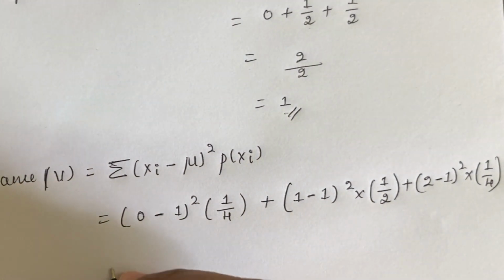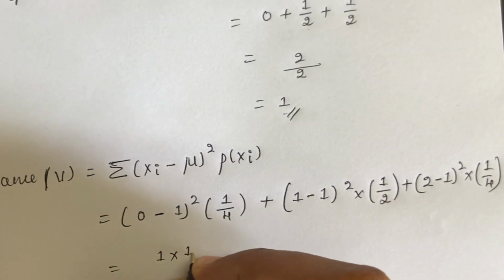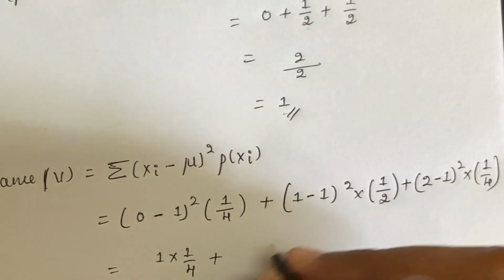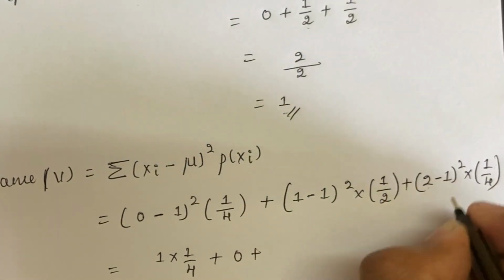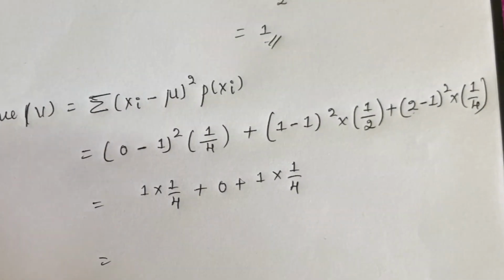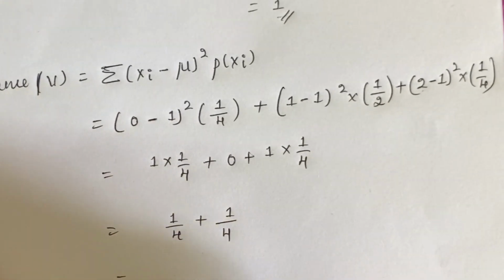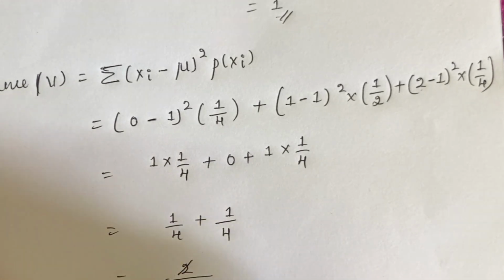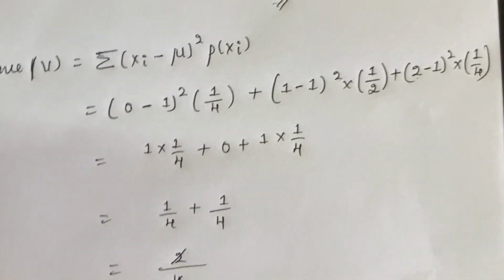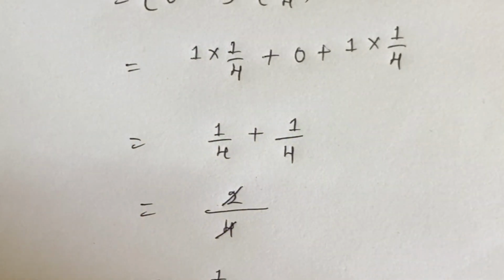Now what will we get here? (0 minus 1) whole square is 1, so 1 into 1 divided by 4, as it is. Then for the second term, 1 minus 1 gives 0, so it will be 0. Next, 2 minus 1 is 1, so 1 into 1 divided by 4. Now I can write 1 by 4 plus 1 by 4. Yes, 4 will be the LCM, then 1 plus 1 is 2, then 2 1s are 2, 2 2s are 4. So 1 divided by 2 will be the variance answer. This completes your problem. If you have any doubts, let me know in the comment section.